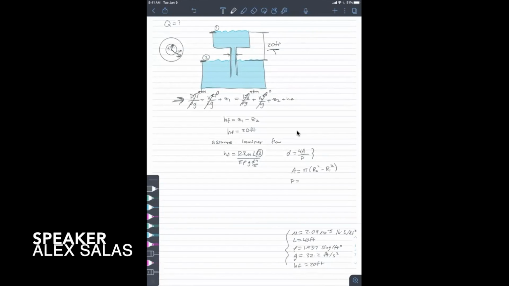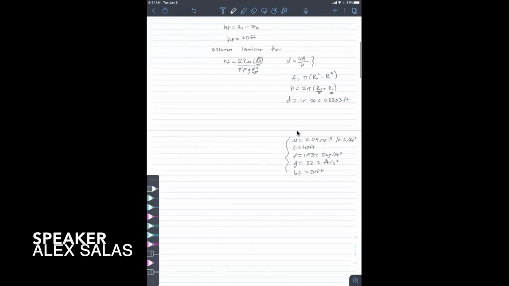The circumference is 2 pi (r outer plus r inner). So when I plug in the values for the radii, which are given right here, the inner is 0.5 inches, the outer is 1 inch. I get the diameter is 1 inch, which is about 0.08333 feet.